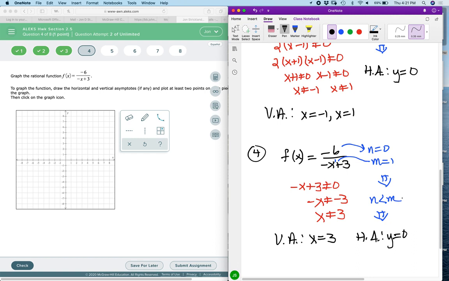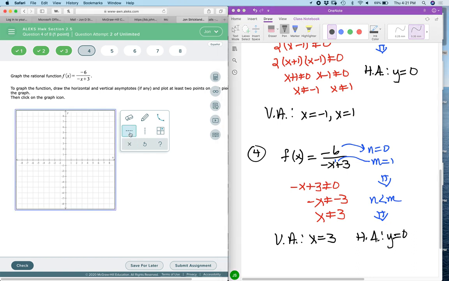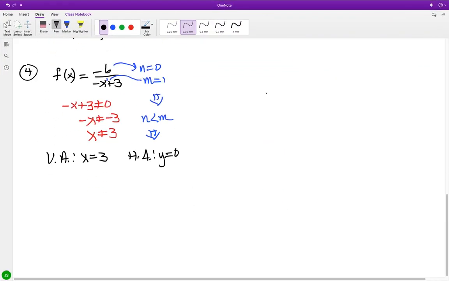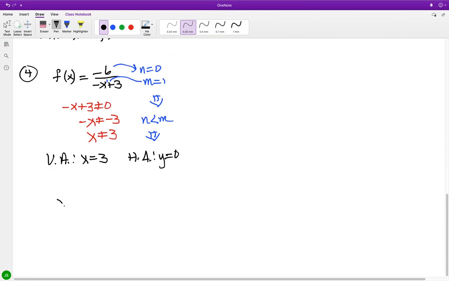So we have with the asymptotes, again, y is equal to 0 and x is equal to 3. And looking at plotting points throughout, we'll just have values of x. We have y is equal to negative 6 over negative x plus 3.